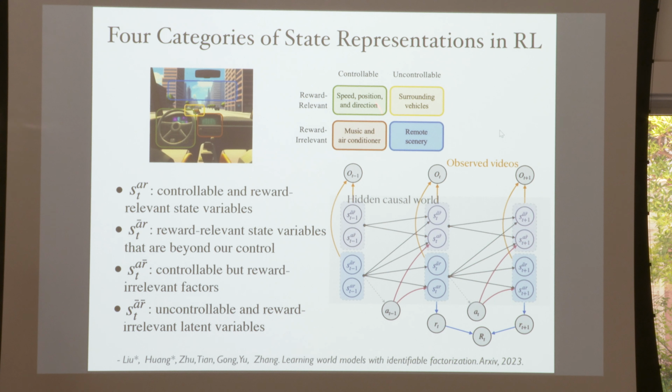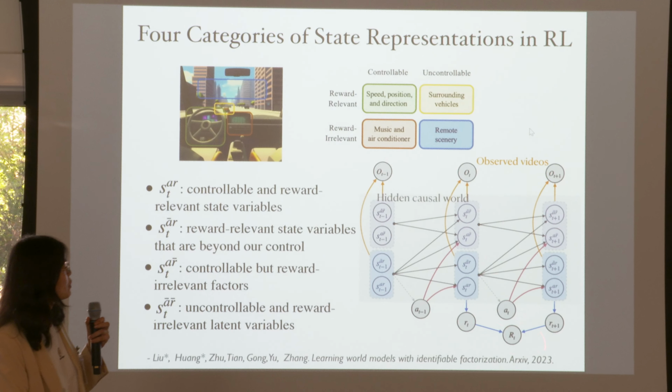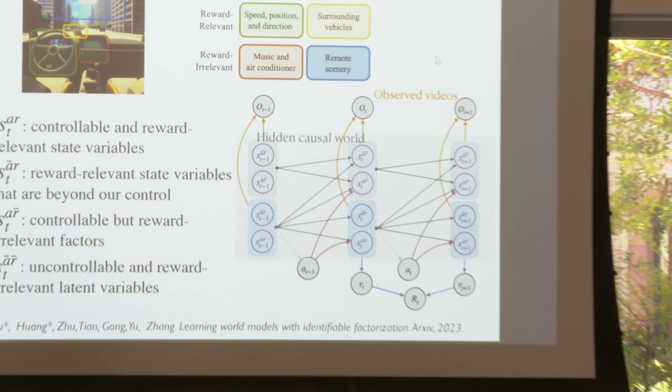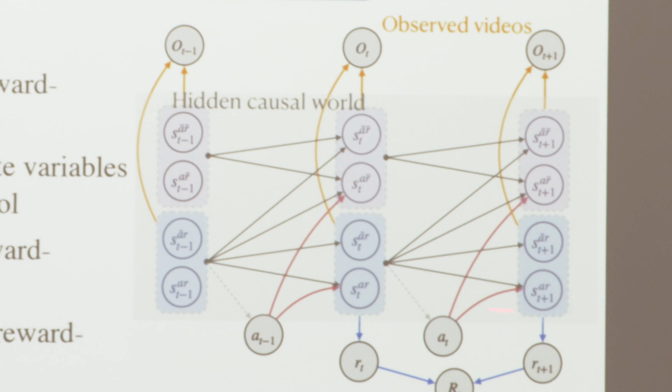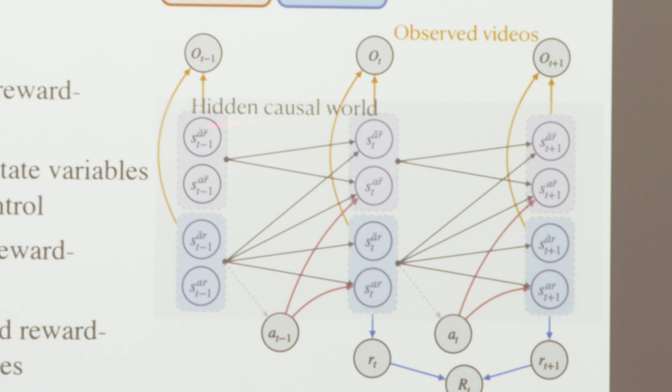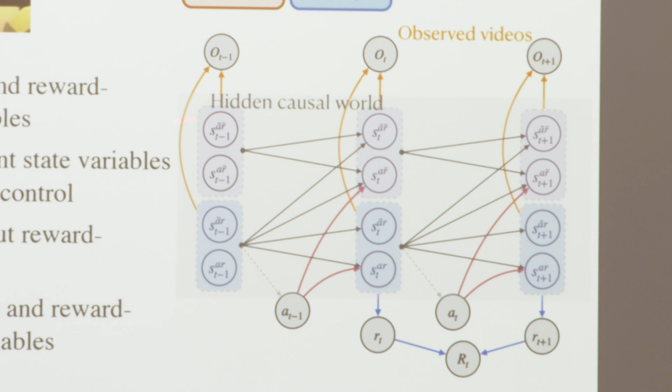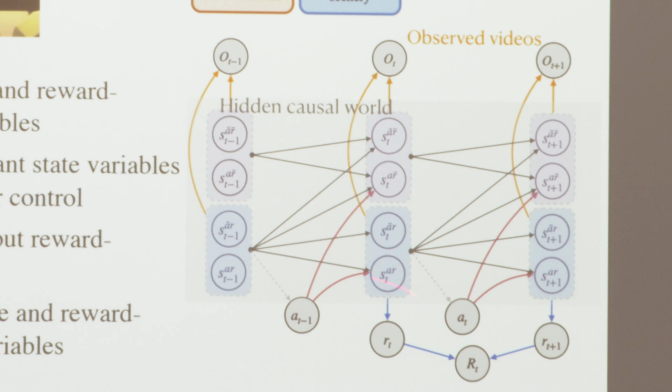So you can see, here's a graphical illustration. Let's use O to represent the observed videos, A is the actual signal, and R is the observed reward signal. And here, the middle part is the hidden causal world, including the underlying latent state representations and the dynamics.